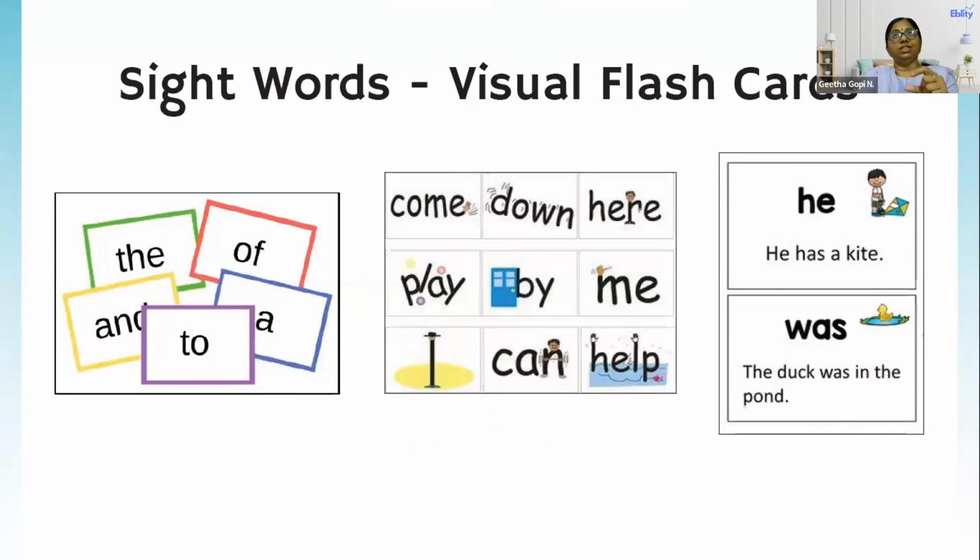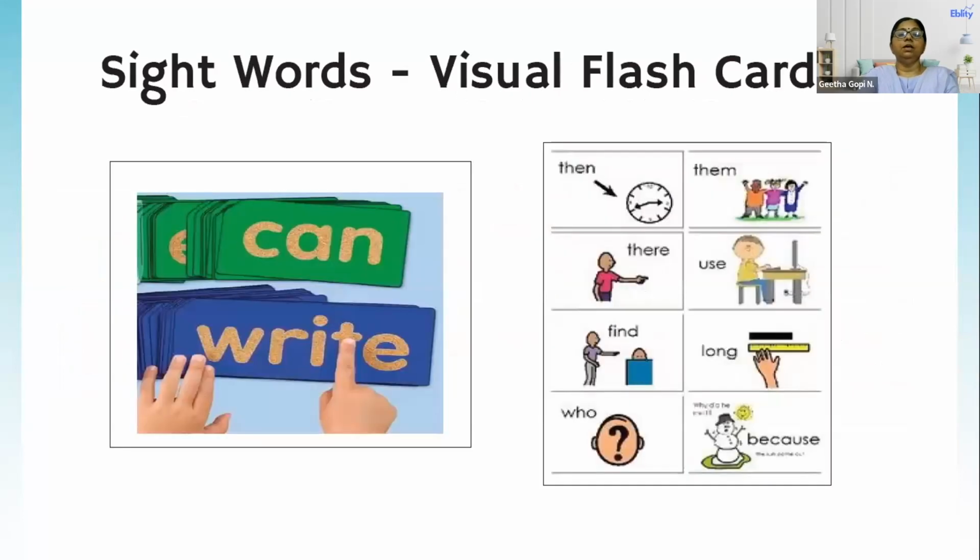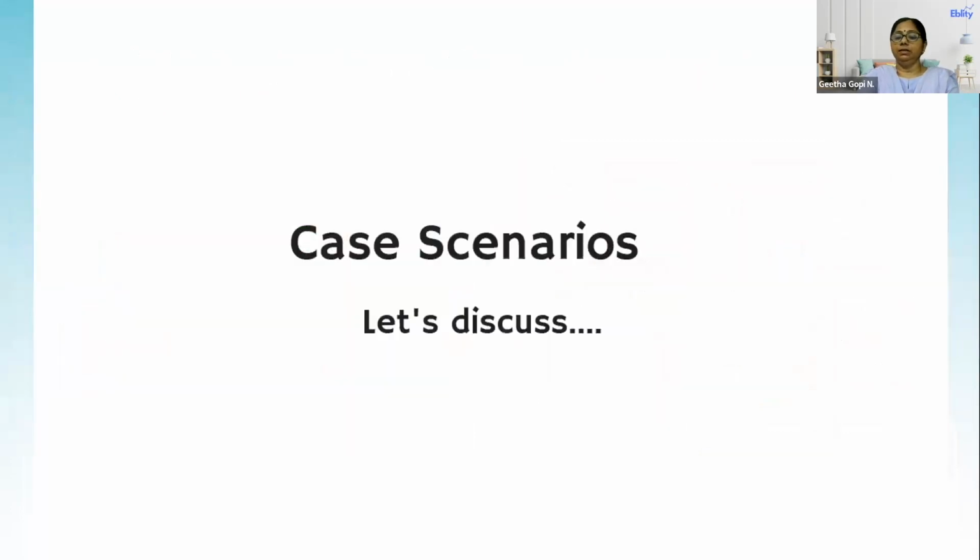Or you can have flashcard words with sample sentences on them, which illustrate the meaning of the flashcards. You can also have flashcards with embossed sandpaper or cork mats where the child can feel and write it. Again, that helps for tactile and kinesthetic learning.